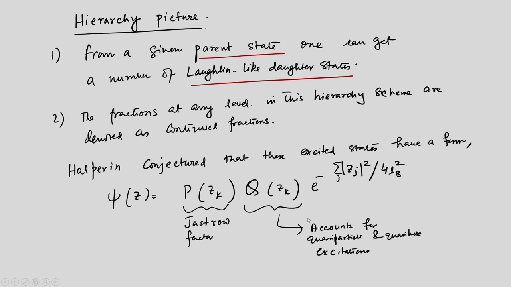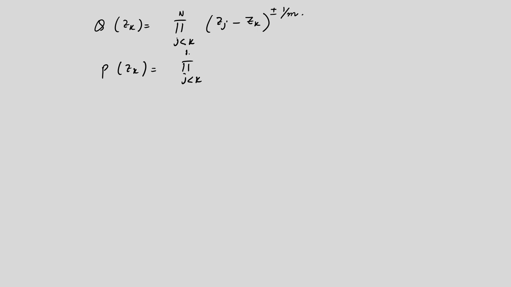And what did he propose for these Q(z_k)? He proposed a form which is again a product over j less than k, going all the way up to N, of (z_j minus z_k) to the power plus or minus 1 over m. We'll not go into the details. That was the ansatz that was made by him. And of course, the P(z_k), that's the Jastrow factor, has the form product over j less than k of (z_j minus z_k) to the power 2p. If you combine them, then psi of z is the excitation above the Laughlin state, and the excitation has been included by this Q(z_k) term, which talks about either particle or hole excitations of the system.